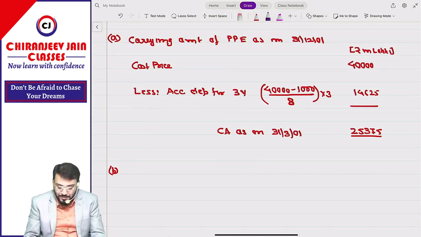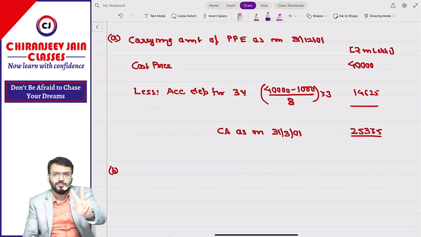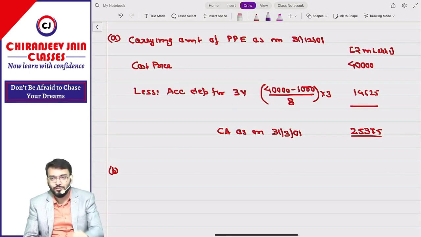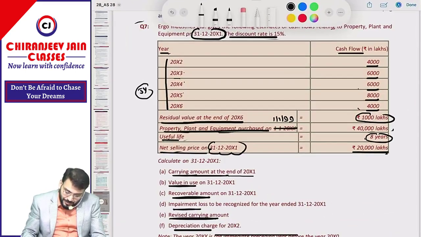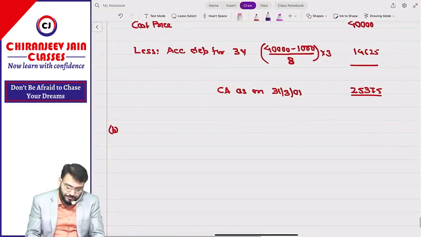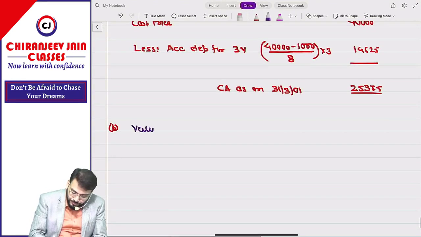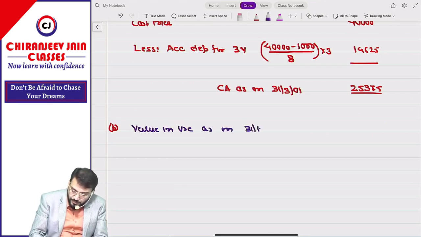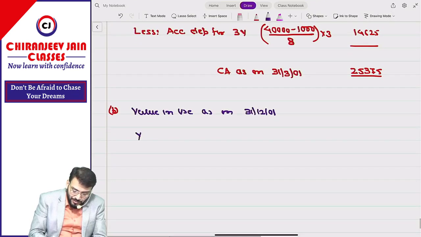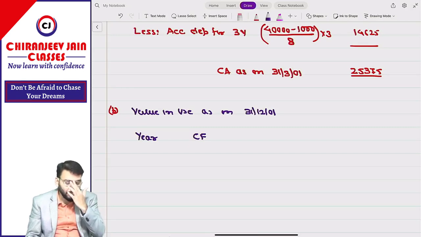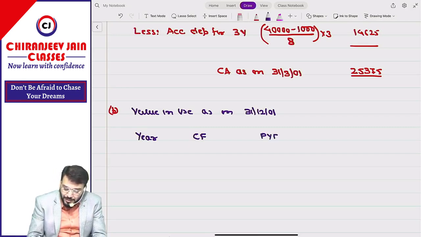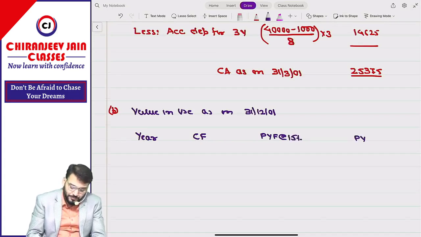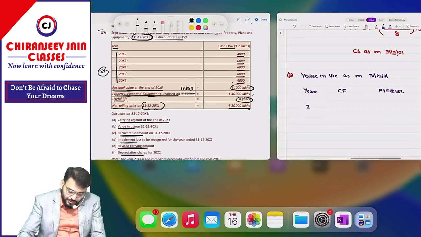Carrying amount as on 31st March, first point done. So in this question of 10 marks you got 2 marks. Second, what they ask: write down calculation of value in use as on 31st December 2001. So write down year, then cash flow, CF means cash flow. Then we have to calculate present value factor at 15%, and then present value. We need to start from which year? It is 2002.